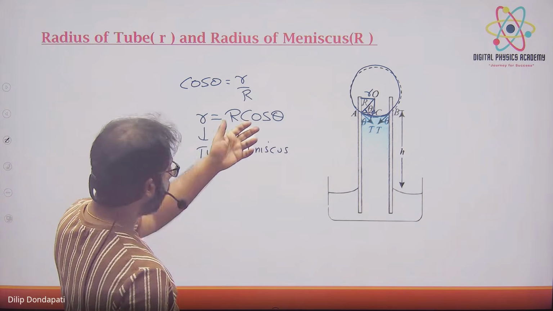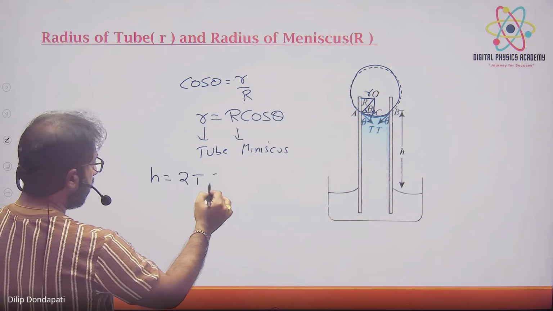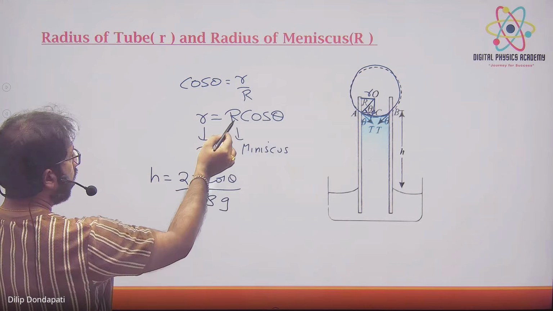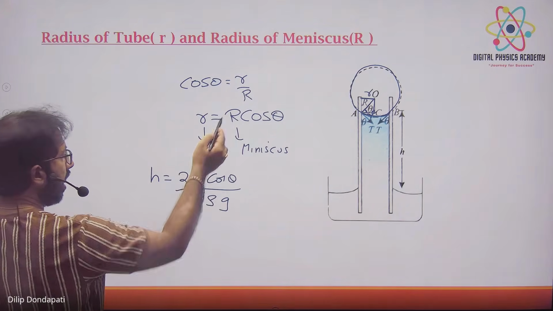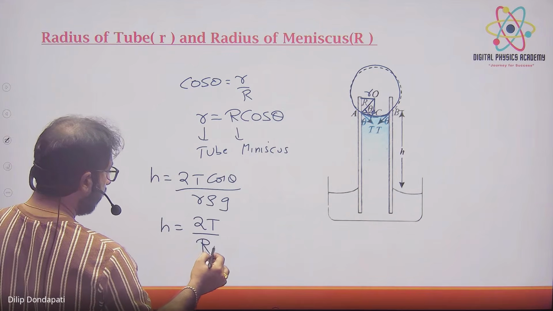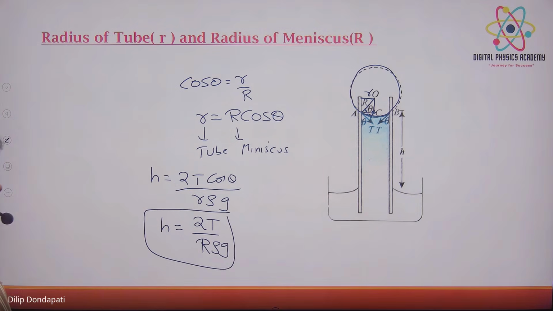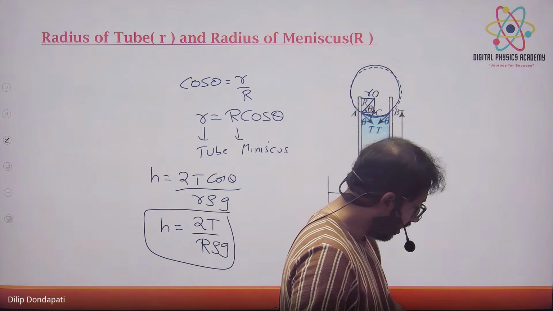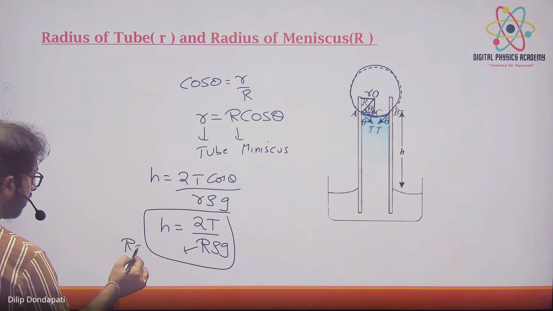Now if I substitute in the formula, h is equal to, what was the formula? 2T cos theta by r rho g, right? Here, r by cos theta can be written as capital R only. So h is equal to 2T by capital R rho g, in terms of the radius of the meniscus. This R is nothing but the radius of the meniscus.